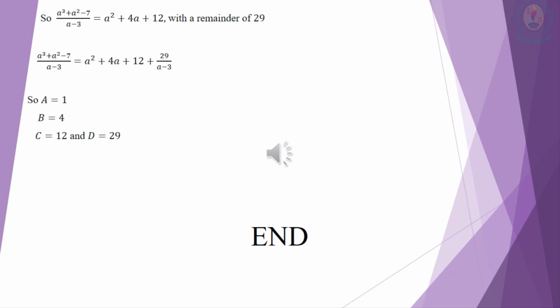Now comparing with the question, capital A comes to 1, capital B, the coefficient of a, comes to 4, the constant term C comes to 12, and the D part comes to 29 divided by a minus 3.